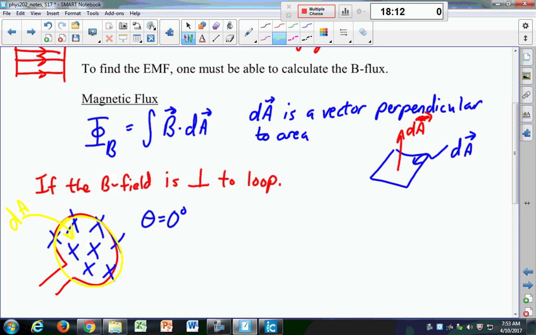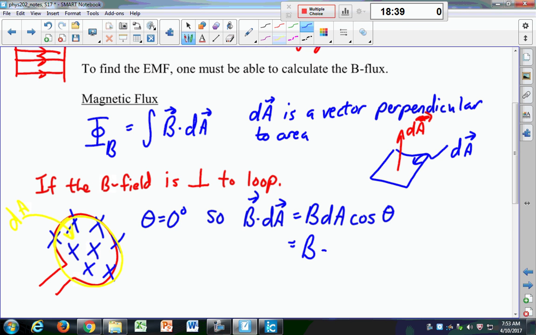So actually, my angle would not be 0 degrees. In this case, it would be 180 degrees, depending on how I look at my dA. But nonetheless, it doesn't really matter. We can assume that it's 0 degrees. Theta is equal to 0. So B dot dA is going to be equal to B dA cosine theta. Or since theta is equal to 0 and cosine of 0 is 1, it's just going to be B times dA.